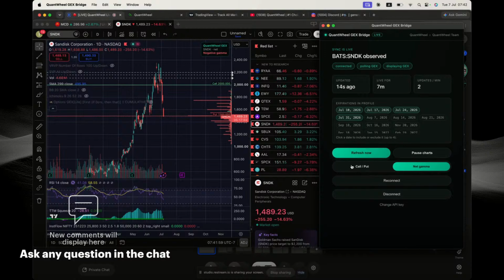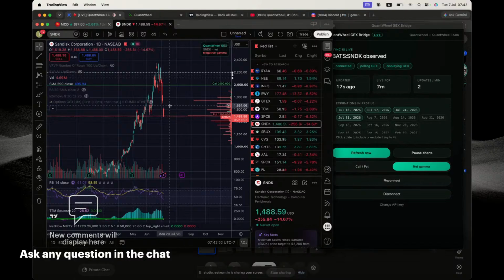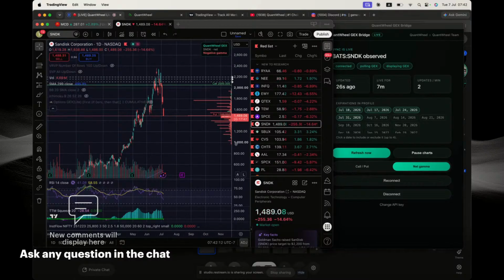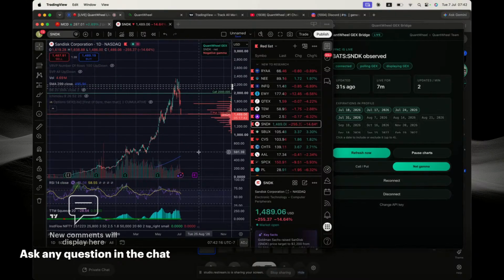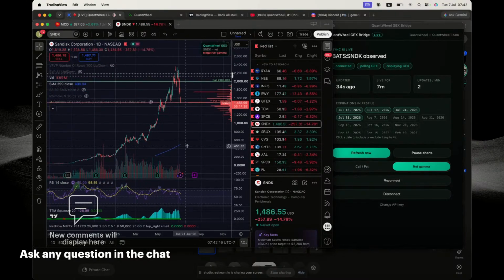If you like SanDisk, I would do the same thing as with Nike. Basically, I would just buy some lotto calls for this gap fill and maybe do some very, very far out of the money cash secured puts. As you can see, we are coming out on the 200 daily moving average. It's going to catch up right around this zone that also has a lot of demand. So if I was looking at SanDisk, I would probably look at this zone.